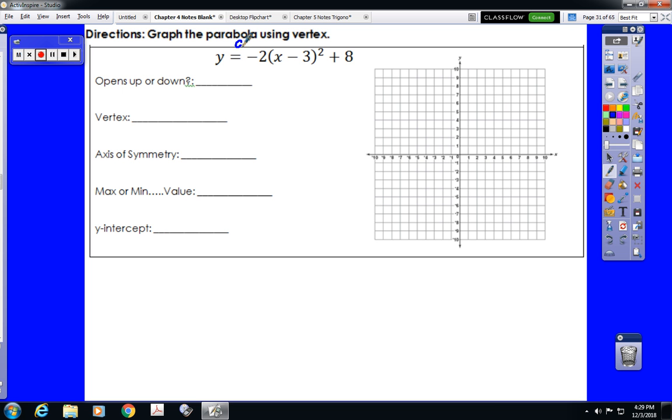So here we have a is negative 2, h is positive 3, and k is positive 8. Since a is negative, that means, the same as on the previous three examples, that this particular graph opens down, which makes the vertex a maximum value. So we can answer those two questions right away.